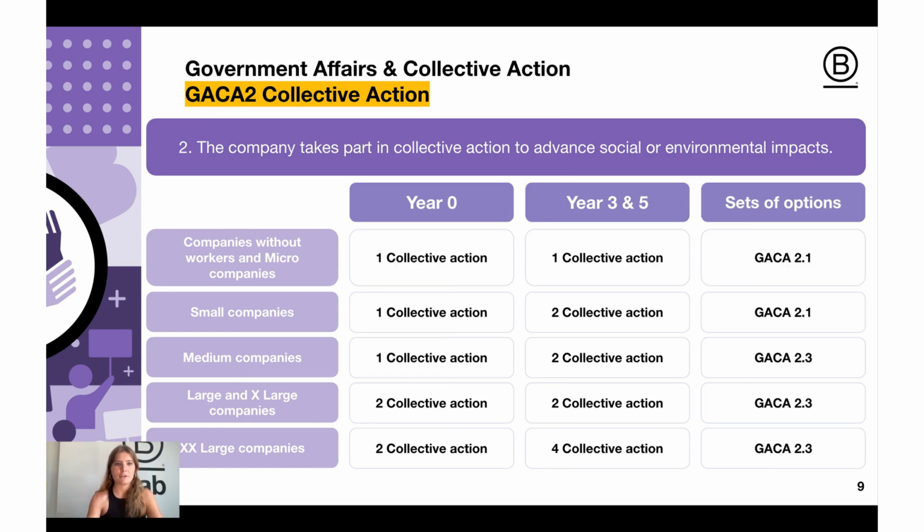So let's dive into GACA 2, collective action. This requirement focuses on how the company collaborates with others to drive collective social or environmental impacts. This requirement, as you can see on this slide, scales by company size. For example, micro companies take one collective action, while larger companies take up to 4 collective actions. And there's also a difference in the rigor of these collective actions required, as larger companies are likely to have a bigger network and resources.